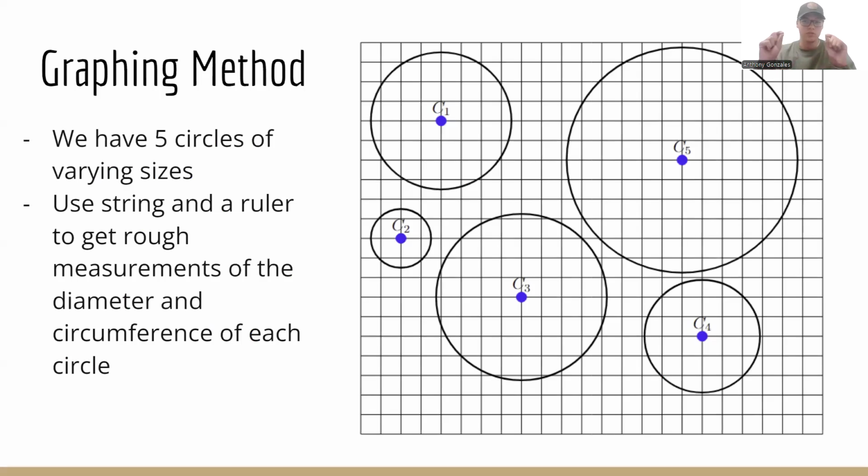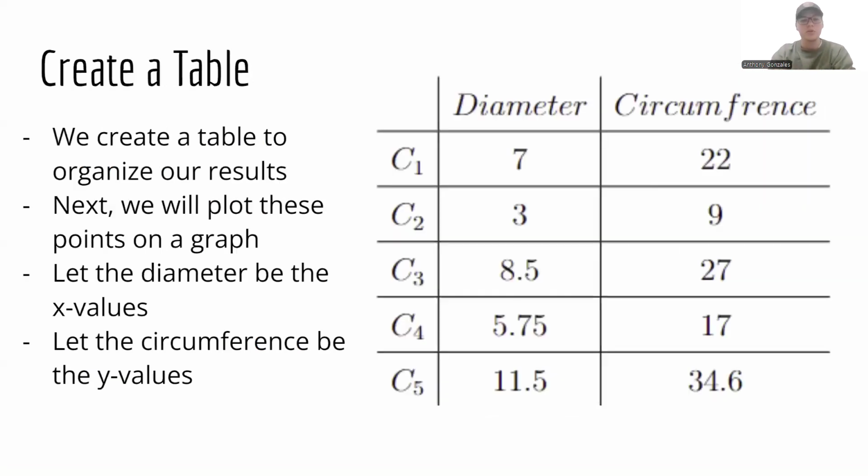So imagine you have your string and you have a ruler. You're going to go find the diameter, find that length, and then go around the circle, find the circumference, get that length. Then we're going to put those on a table. So for C1, 2, 3, 4, 5, we got these measurements here. Then we're going to plot these on a graph.